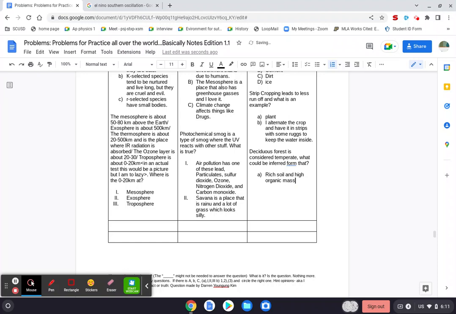For soil. No, high organic matter. And that should be good.